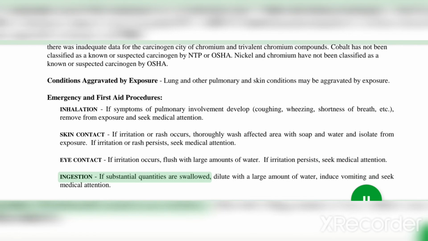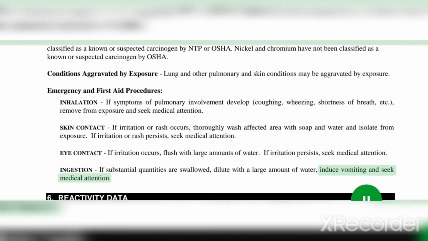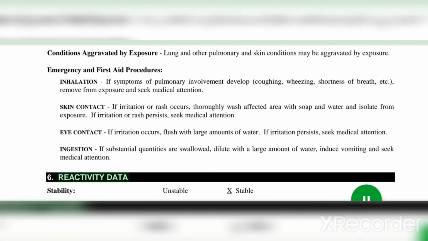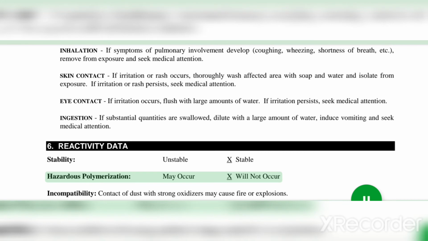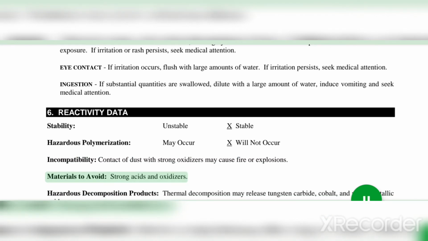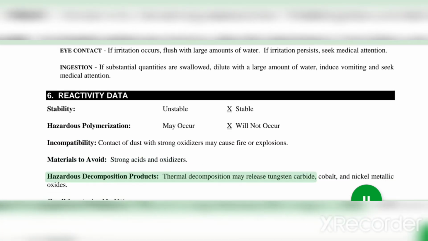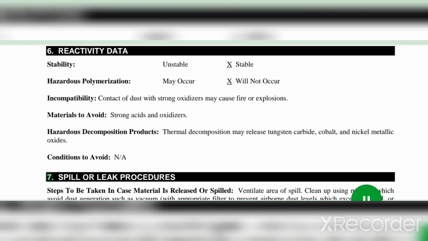Ingestion: if substantial quantities are swallowed, dilute with a large amount of water. Induce vomiting and seek medical attention. 6. Reactivity data. Stability: unstable, X stable. Hazardous polymerization: may occur, X will not occur. Incompatibility: contact of dust with strong oxidizers may cause fire or explosions. Materials to avoid: strong acids and oxidizers. Hazardous decomposition products: thermal decomposition may release tungsten carbide, cobalt, and nickel metallic oxides. Conditions to avoid: N/A.